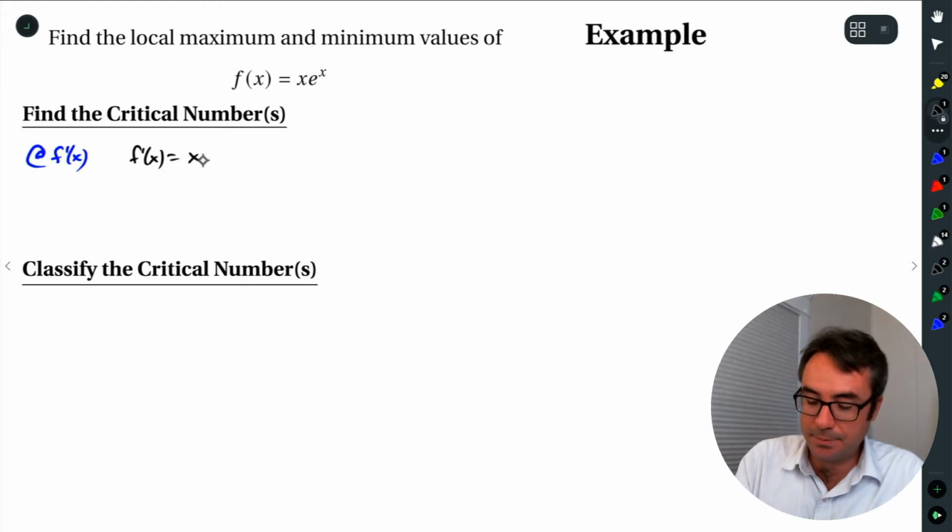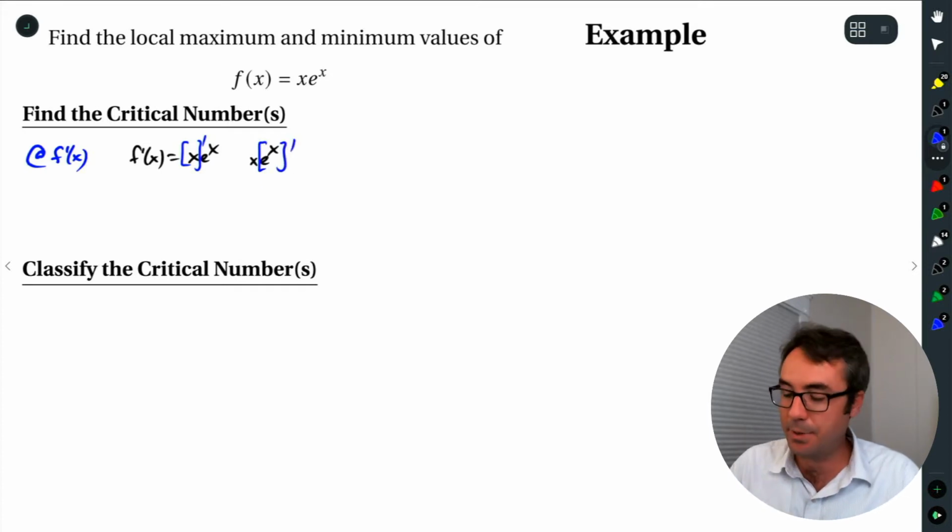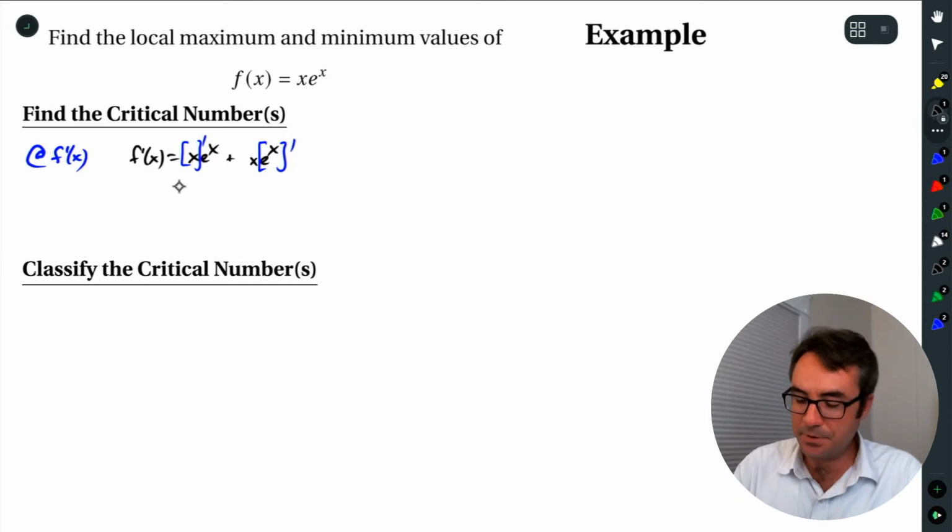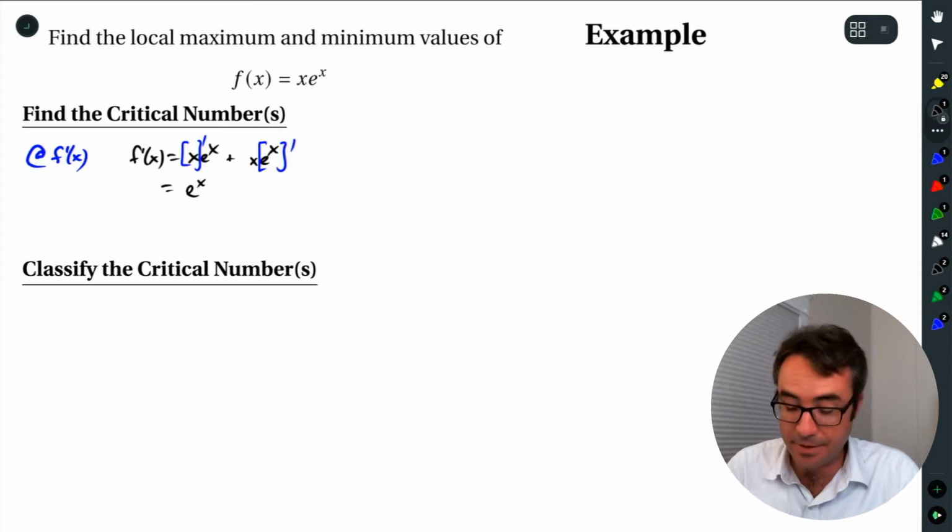So we write down two copies of our product, x times e to the x times e to the x. Apply the derivative in the first one to the first part, and then in the second copy, apply the derivative to the second part, and then put a plus sign in the middle. We keep differentiating, and what do we get? We get a 1 here, so this is just e to the x, and then derivative of e to the x is just e to the x. So we have this.